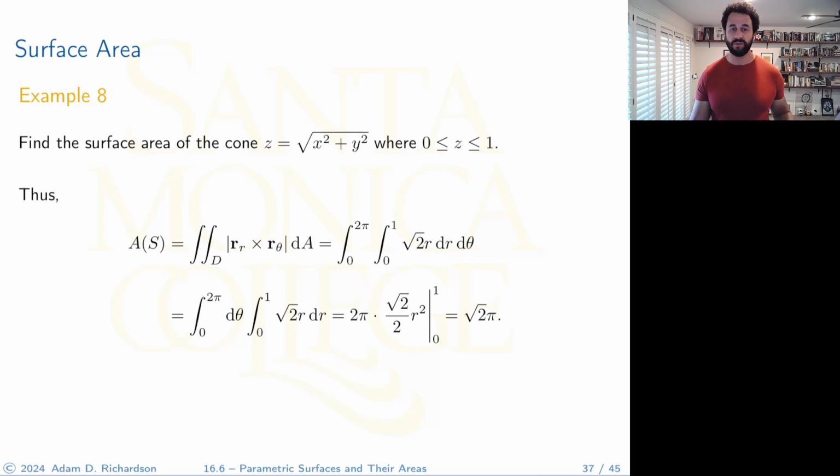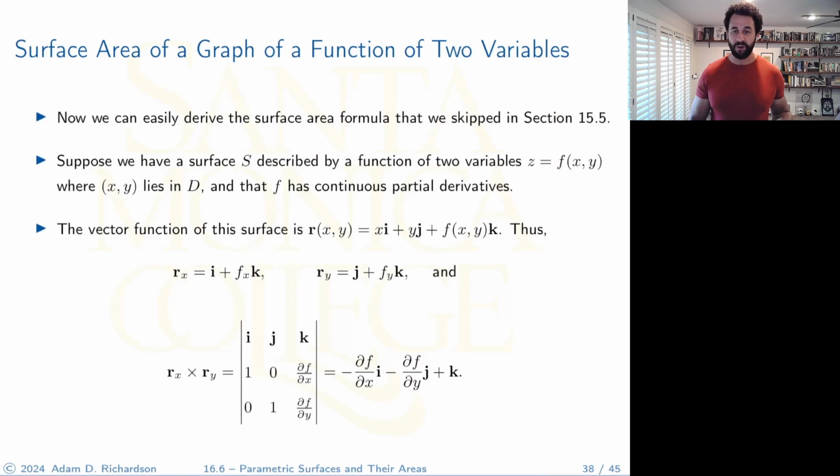Now that we have this general formula for surface area, we're going to recover that surface area formula from the section that we skipped. So we skipped section 15.5. Here is why. Because now that we have this more general formula, we're going to get it for free. So suppose our surface S is described by a function of two variables, z equals f of x comma y, where x, y lies in D, and f is a C1 function. Then a vector function for this surface is given like so: x, y, f of x, y.